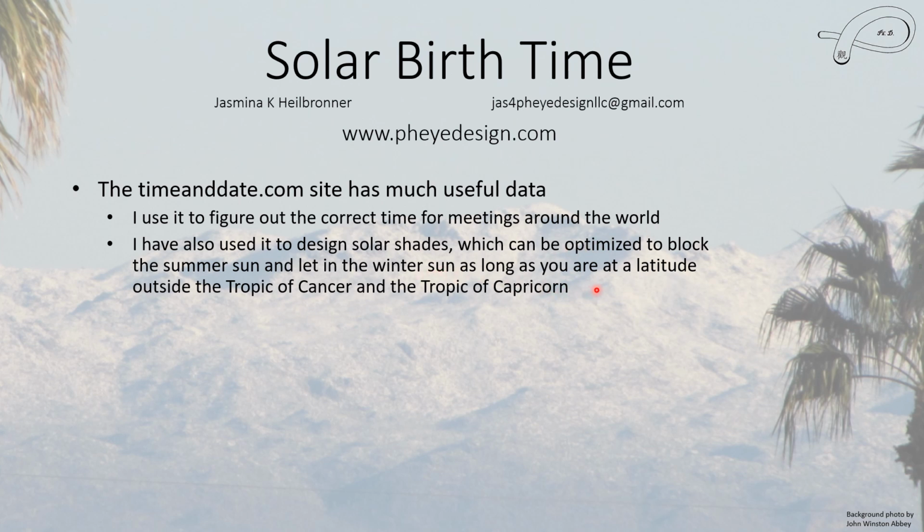These solar shades, depending on where you live, can be important. They can be optimized to let the winter sun in, but block the summer sun. That can make a difference if you're in a hot climate, especially one that in the wintertime can be quite cold. However, you need to be outside the Tropic of Cancer or the Tropic of Capricorn. That is, you can't be closer to the equator than these two lines, which is roughly at 23 degrees north or south in latitude.